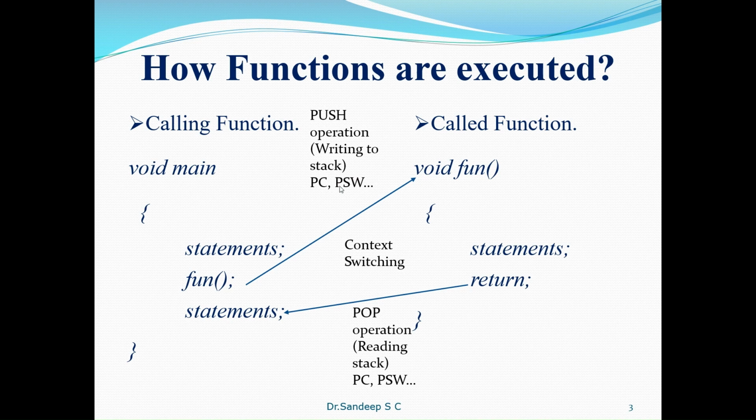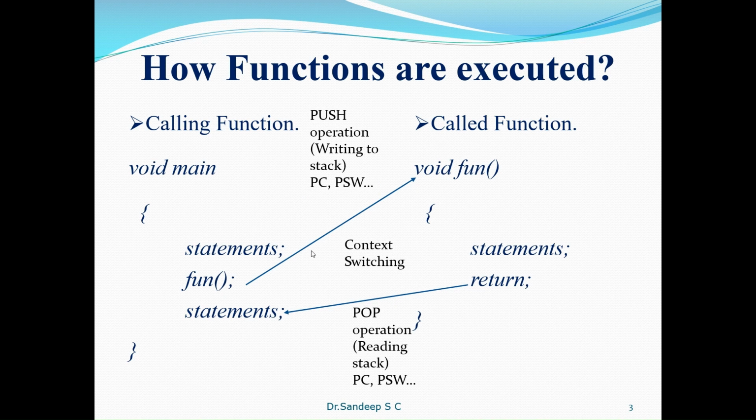For your information, in some controllers it will be PSW, in some controllers or processors it will be SR. It depends on the architecture. PSW is the program status word, and in some contexts, in RISC architecture, we call it SR, that is, the status register. Usually in CISC it is referred to as PSW, in RISC it is referred to as SR, status register. Now these two are stored in the stack memory before going to a called function.